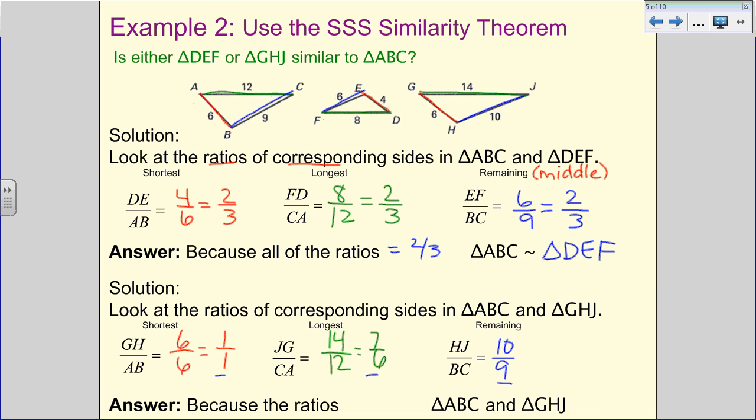So because the ratios are not equal, so that's the equal sign with a line through it, triangles ABC and GHJ are not similar. All right, so now we see what it looks like when they are similar. They all reduce down to the same fraction. When they're not similar, they don't. We don't have all three ratios equaling the same fraction.